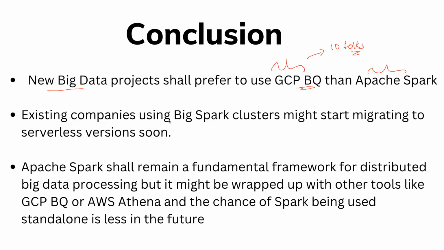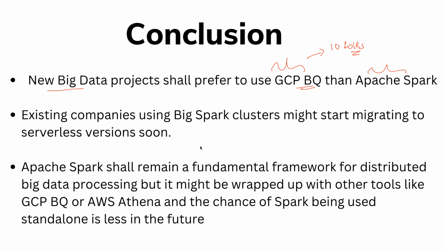Existing companies or organizations that are using big Spark clusters might start migrating to serverless versions soon. Clearly, very big organizations, for example Walmart or Mercedes-Benz or any other organization, would have adopted a very big Spark cluster, which means they have a lot of servers, maintenance of it, etc. This is not sustainable when you have an alternative option already present, and they will start exploring this in the future. Apache Spark shall remain the fundamental framework for distributed big data processing, but it will be wrapped with other tools, exactly what BigQuery is doing or AWS Athena is doing or Dataproc will do in the future.